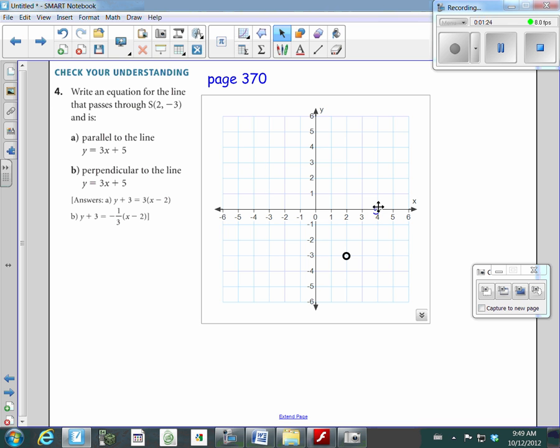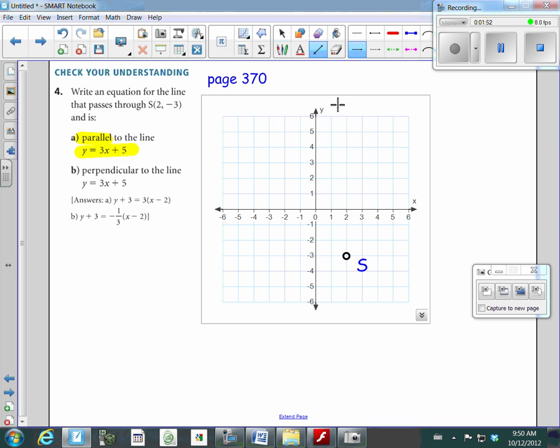Okay. There probably is graph paper at the back still if you need some. Okay, there's point S. Second thing it says, the line that we're trying to find, the equation we're trying to find, travels through this point, and part A is parallel, I'll highlight that, parallel to this line, 3x plus 5. So it would make sense if we graphed that line, 3x plus 5.